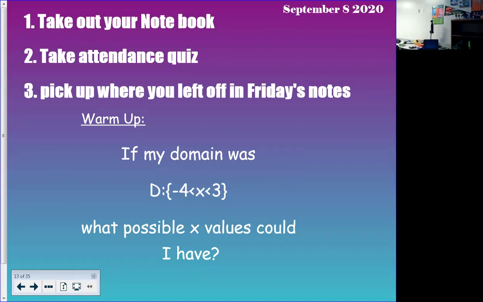For today, we're going to be using what we learned on Friday for what we're doing today. So for your warm-up, if my domain was -4 < x < 3, what possible x values could I have? So take a minute, come up with that answer.